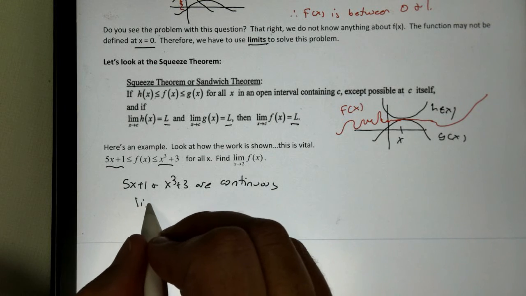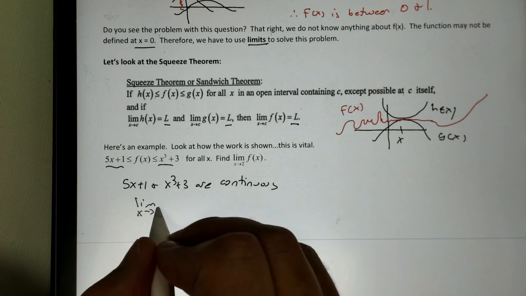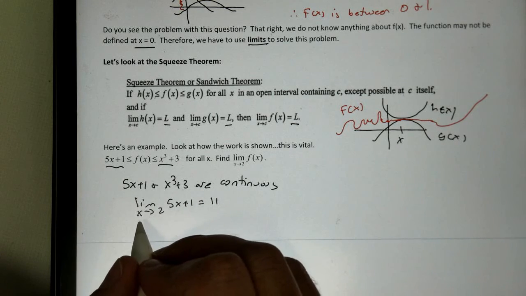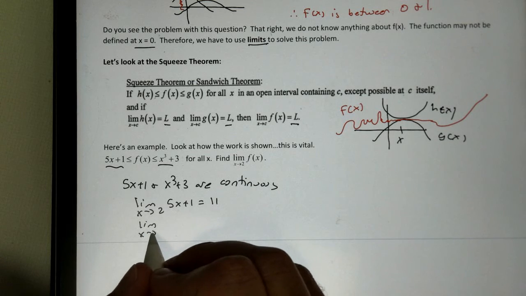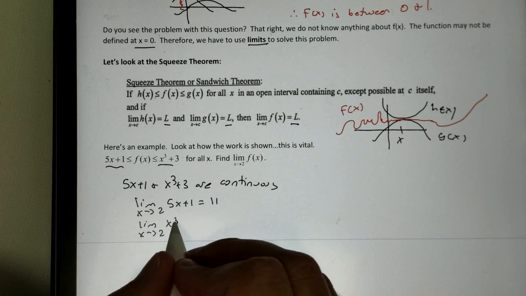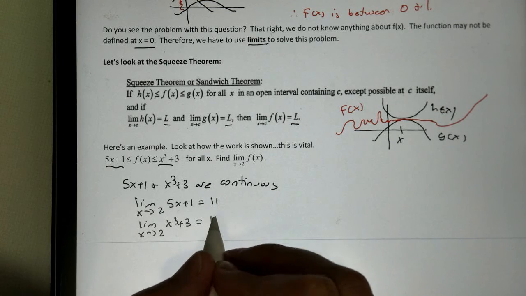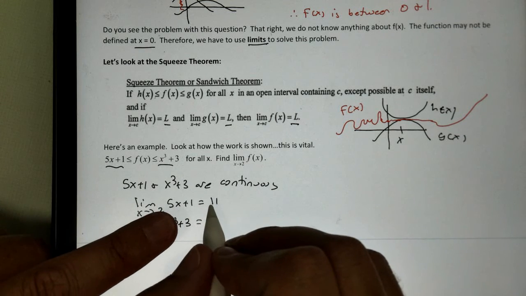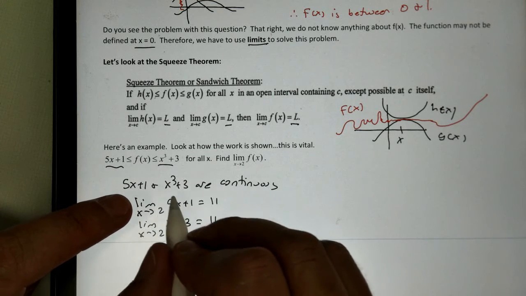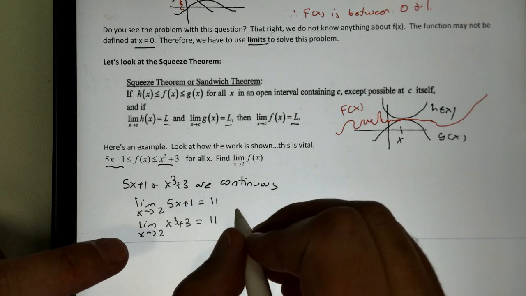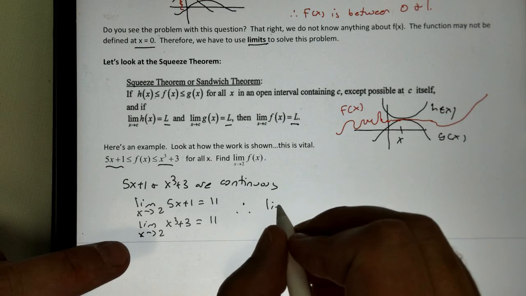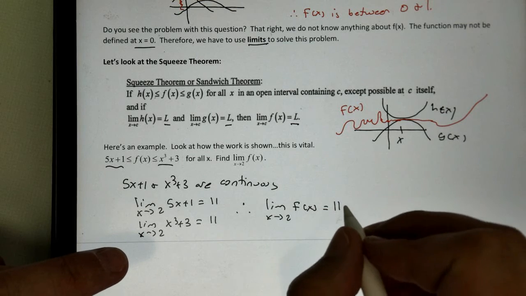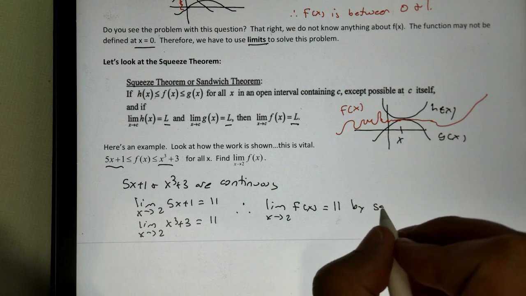Next, we're going to take their limits. What is the limit as x approaches 2 of 5x plus 1? That's easy. It's 11. What's the limit as x approaches 2 of x cubed plus 3? And again, that's 11 as well. So because my known functions are both approaching 11, and f of x is between them, it also has to approach 11. So we can say, therefore, the limit as x approaches 2 of f of x must also equal 11, by the squeeze theorem.